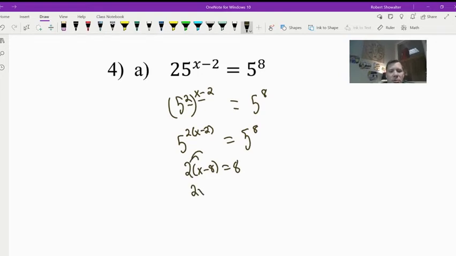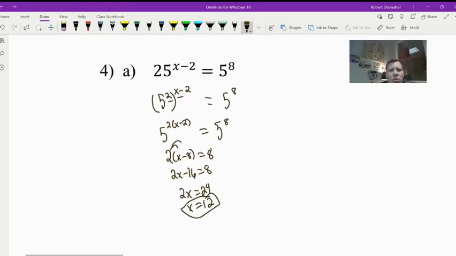Distribute, and we get 2x minus 16 equals 8. We keep solving. We add 16 to both sides and get 2x equals 24. Divide by 2, and we get x equals 12. Yes. Good work, good work, good work.